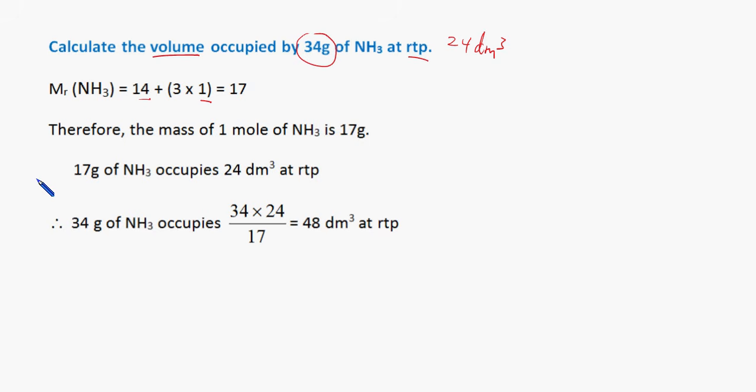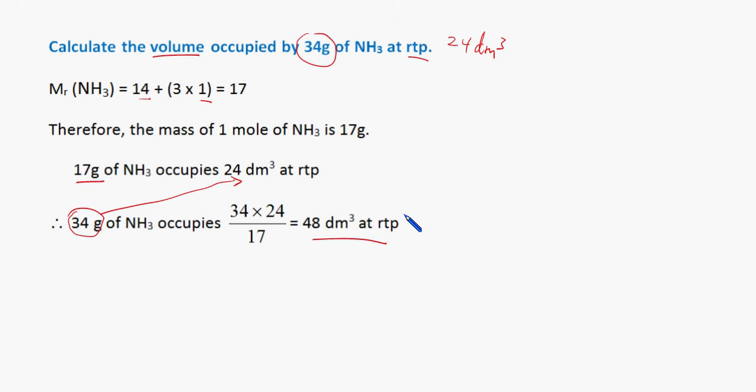So therefore 17 grams of ammonia occupies 24 dm cube at RTP, right? Because 17 grams is 1 mole, but the question is dealing with mass. So therefore 34 grams of ammonia occupies, in this case you're going to cross multiply, 34 multiplied by 24 divided by 17, and that gives us 48 dm cube at RTP.